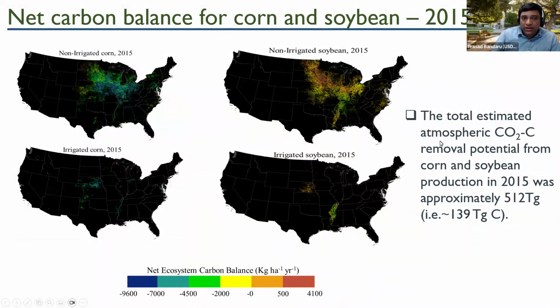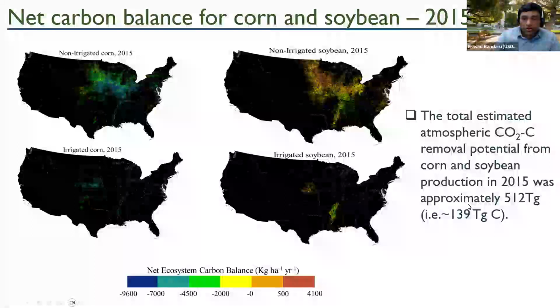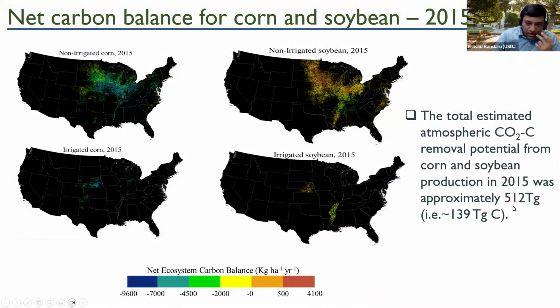So overall, we estimated that in a year like 2015, a normal year, if we grow corn and soybean in the US, there's approximately 500 teragram CO2 offset potential. So we can remove 500 teragram CO2 from the atmosphere by growing corn and soybean. But also please note that the net carbon balance we estimated also includes harvested carbon. So if we remove the harvested carbon, this number will be much lower. But we don't know what is going to happen to the harvested carbon. We know that harvested carbon has a very low residence time, but we don't know where it will end up. So we still account for the harvested carbon when we estimate the net carbon balance.